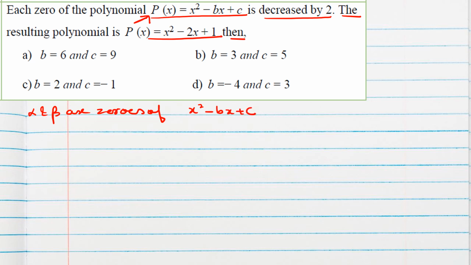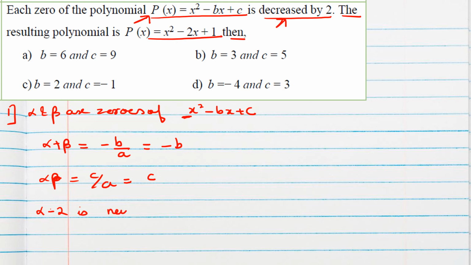Okay, first polynomial. So I can write alpha plus beta equals minus b by a using the sum of zeros formula. But here if you see, a is 1, so this is minus b only. And alpha into beta is c by a, and again if you see a is 1, so only c. So this is for the first part. Next part is if it is decreased by 2, it means alpha is decreased by 2, that is alpha minus 2 is the new zero, and beta is also decreased by 2. So beta minus 2.